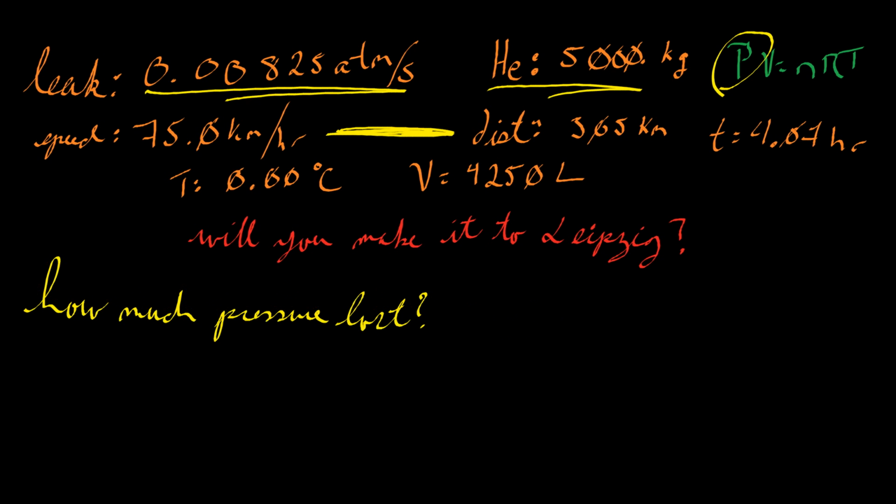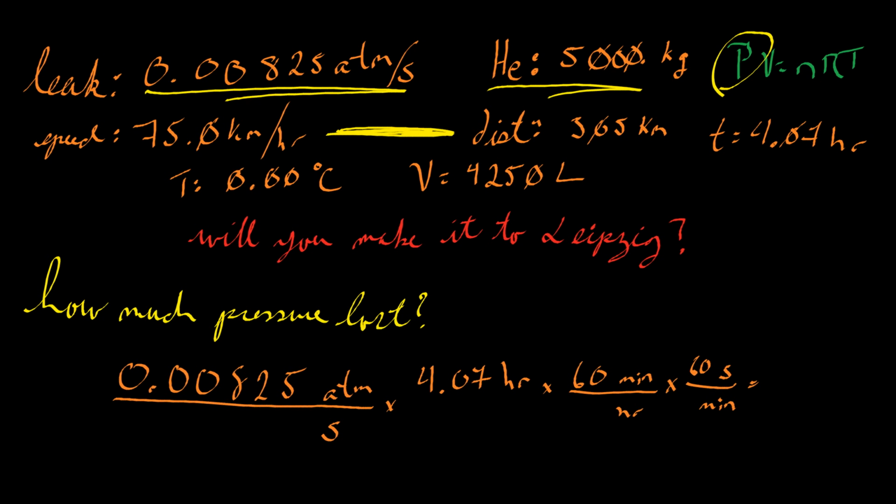We are losing 0.00825 atmospheres of pressure per second, and we have 4.07 hours. Time on the top, time on the bottom, we multiply by hours. It doesn't quite work. We need to convert from hours to seconds. Straightforward enough. 60 minutes per hour, 60 seconds per minute. The minutes cancel, bottom and top. Hours cancel, bottom and top. Finally, seconds cancel, bottom and top, leaving us with atmospheres.